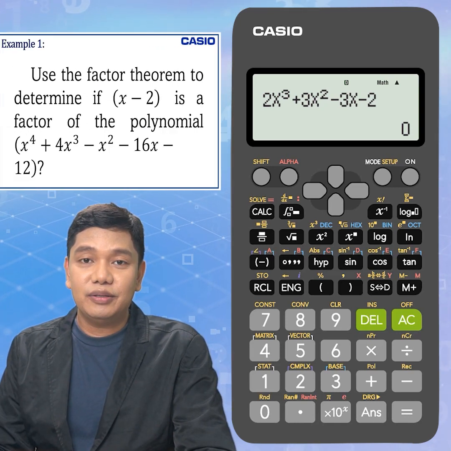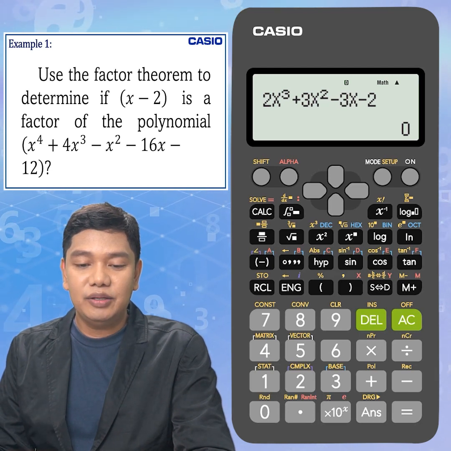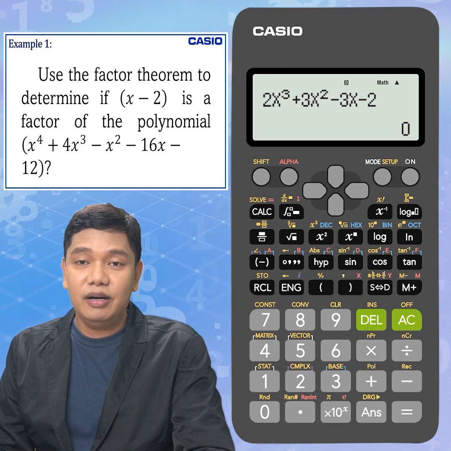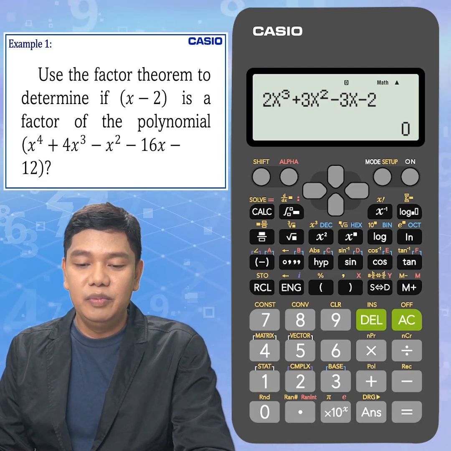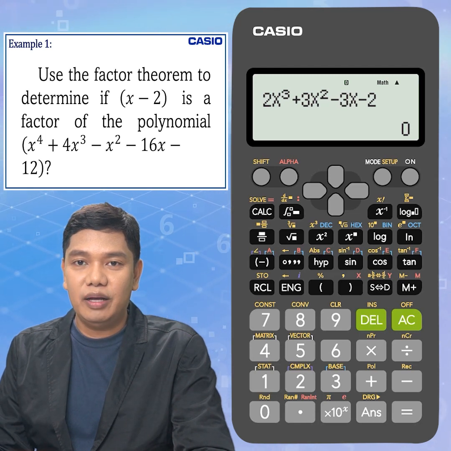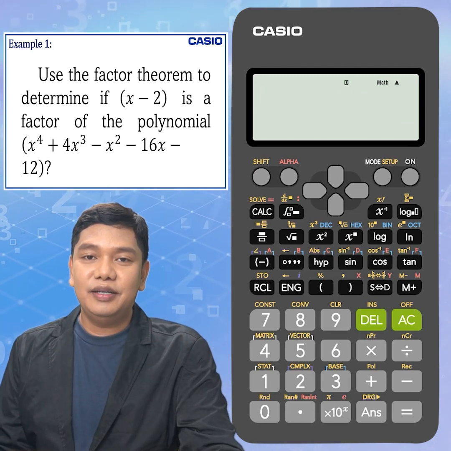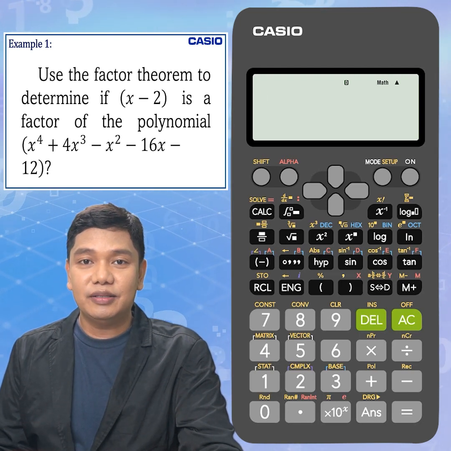To appreciate how to use the factor theorem, let us consider this first example. Use the factor theorem to determine if the binomial x minus 2 is a factor of the polynomial x to the fourth plus 4x cubed minus x squared minus 16x minus 12. To do so, enter the algebraic expression in our Casio ES Plus calculator.